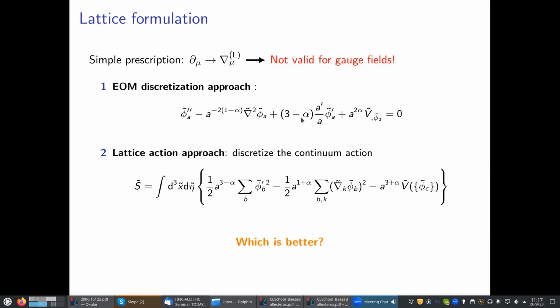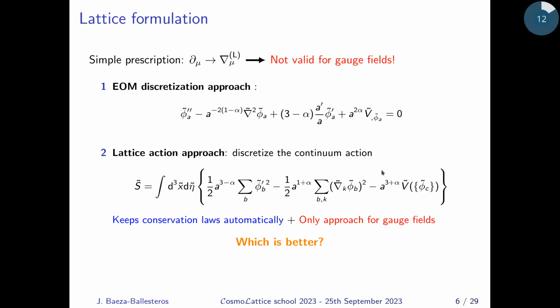However, when you later work with gauge fields, it's more convenient to use the second approach. The reason is that when you put the action into the lattice and then derive the equations of motion, conservation laws appear automatically. In particular, when you have gauge fields, the equations that you derive from the lattice action will automatically obey the Gauss constraint.